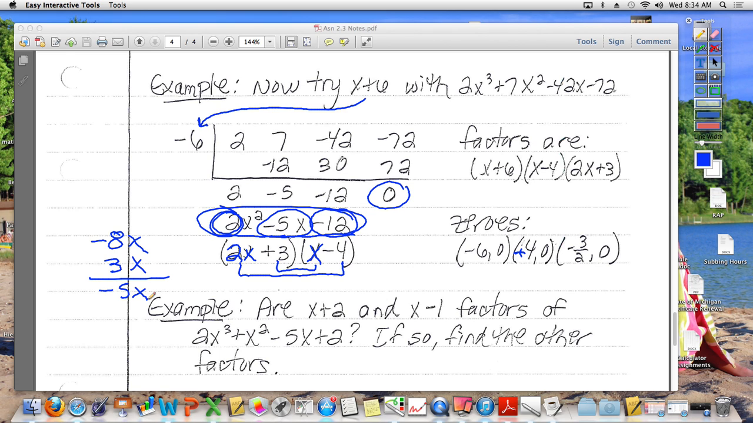Now, if you didn't get that, then you have to switch things around. You have to try different numbers, maybe move your positive and negative signs to different values. So 2x plus 3 works, x minus 4 works. That means that your factors are x plus 6, x minus 4, and 2x plus 3. Now, if it's x plus 6, you know your 0 is negative 6. If it's x minus 4, you know your 0 is positive 4. And then this thing right here, 2x plus 3. How did I end up with negative 3 over 2? What did I do?